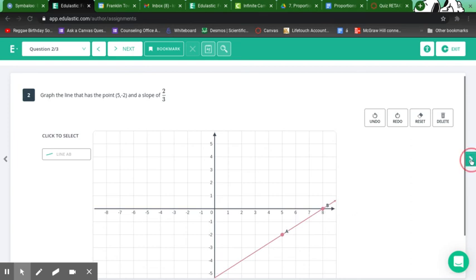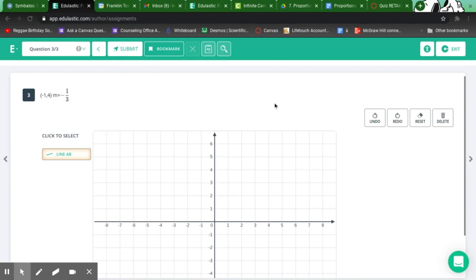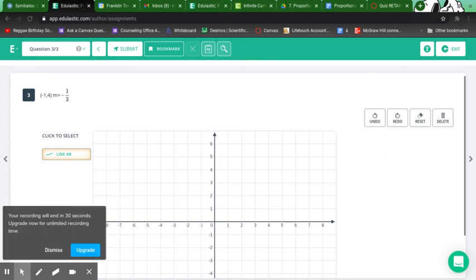I'm going to click next. Now I have a point of (-1, 4) and a slope of -1/3. Again, I'm going to click line AB so that I can get started. This time my x is -1, so from the 0, I'm going to go over to the left 1, and my y is 4. I haven't clicked on anything yet, guys. I am just tracking to see where I'm going to put that first point. So I go to the left 1, and I go up 4 and plot my point.